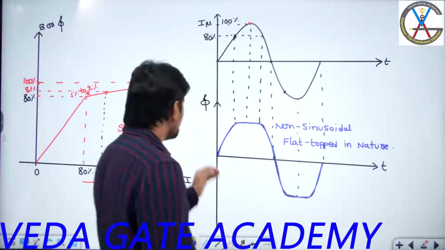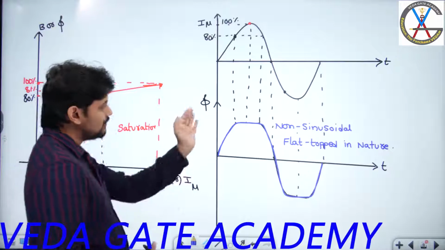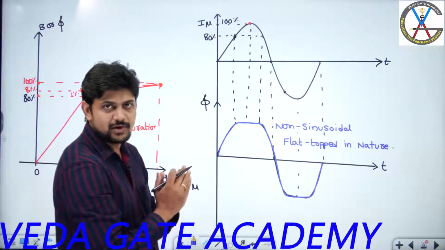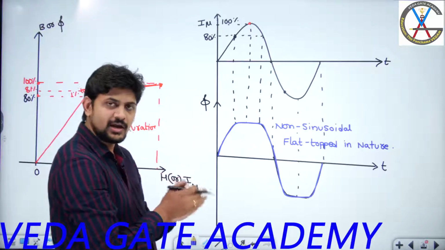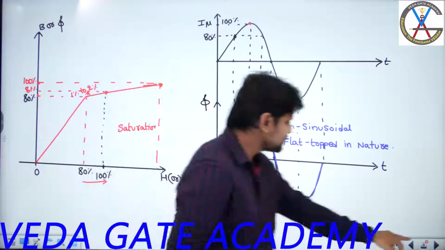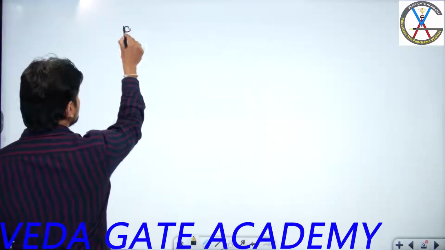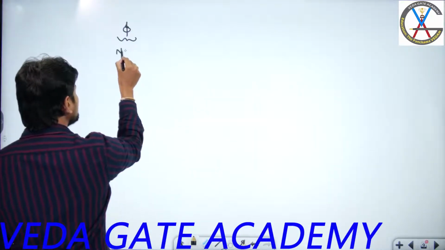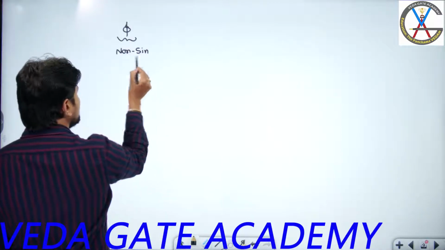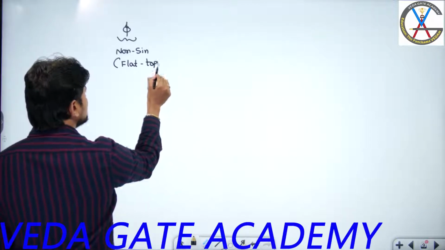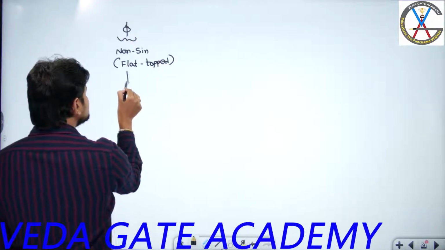Now if I am considering a non-sinusoidal flux and I apply the Fourier series analysis for this non-sinusoidal flux waveform, which is flat topped in nature, again it contains harmonics. Right? So what will happen? As my flux is non-sinusoidal, which is flat topped in nature, and in fact, can I say, is it symmetric?